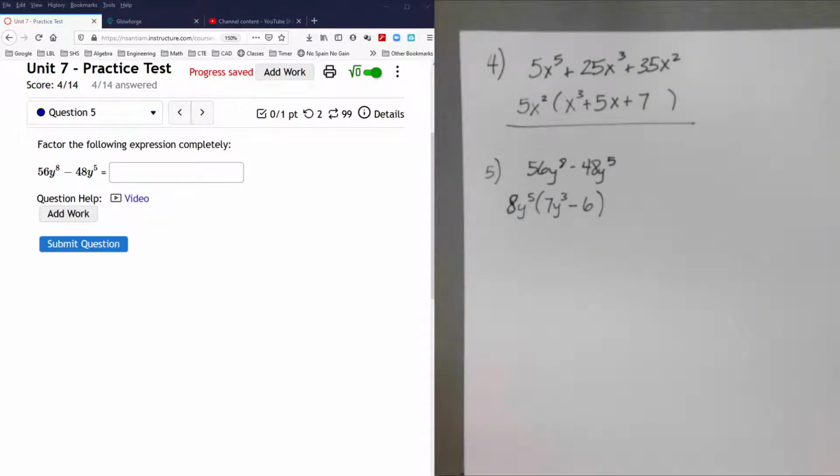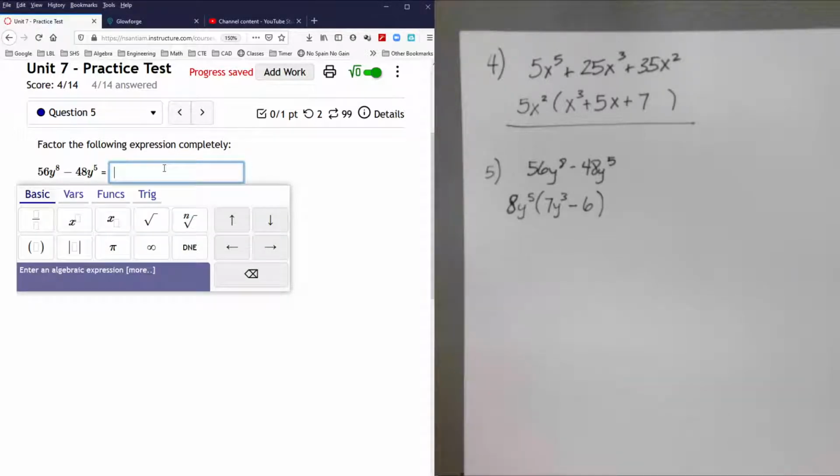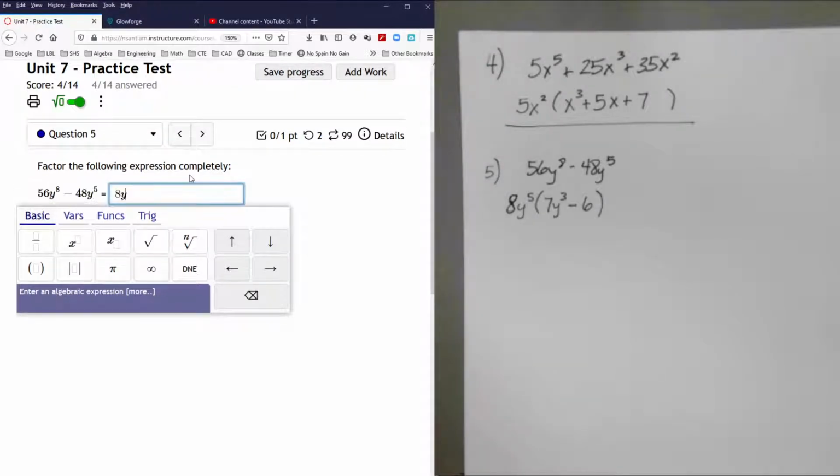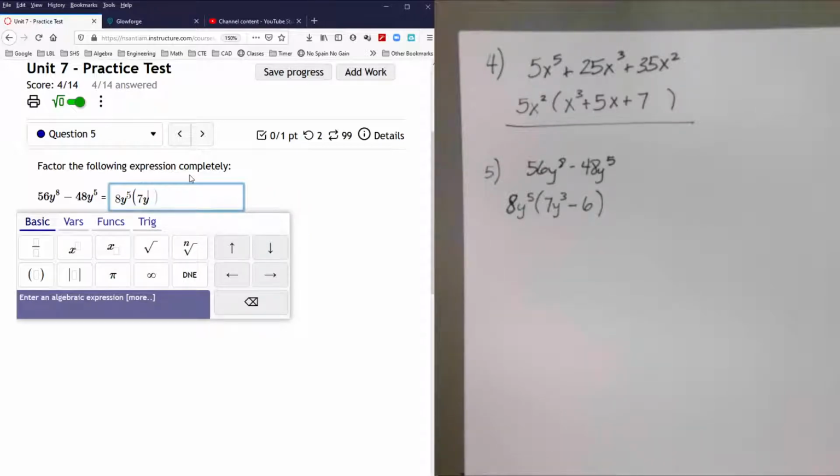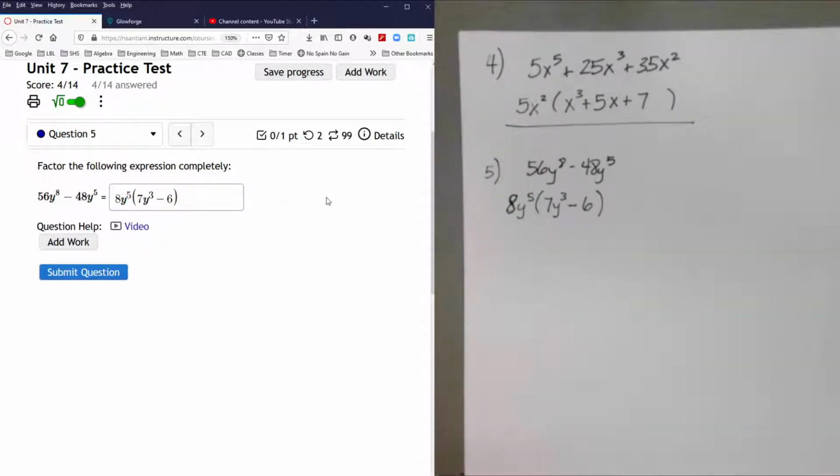Okay, so I'll put in my answer here. It's going to be 8y to the 5th, I want to make sure I'm using the right variable, y to the 5th, times 7y to the 3rd power minus 6. Just double check that. 8 times 7 is 56, 6 times 8 is 48. I think we're good.